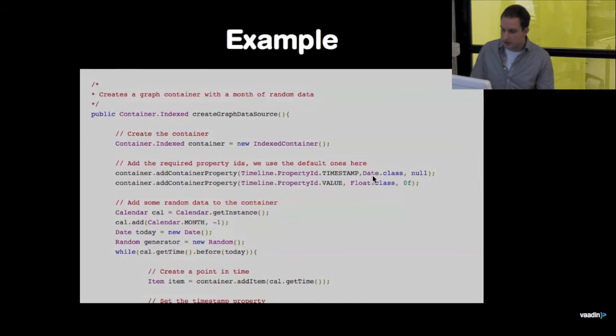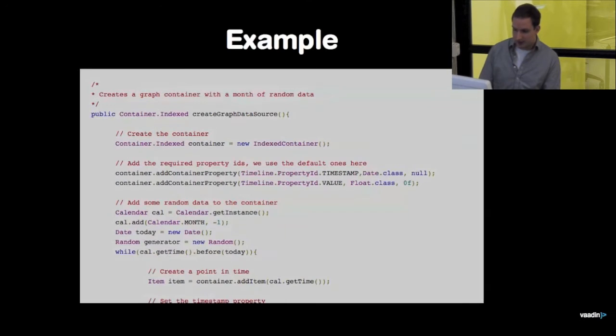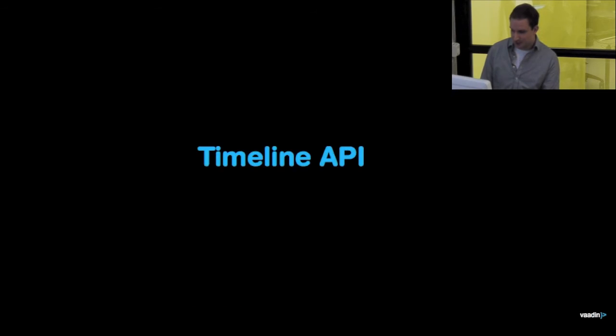The timestamp property needs to be a Java util date, which it uses to get the date. And the value has to be a numerical value. Internally it uses floats, so you have to be able to cast it to a float. And then there's some random stuff going on there, but nothing worth mentioning. Actually, I generate some random data here, so it's nothing important.